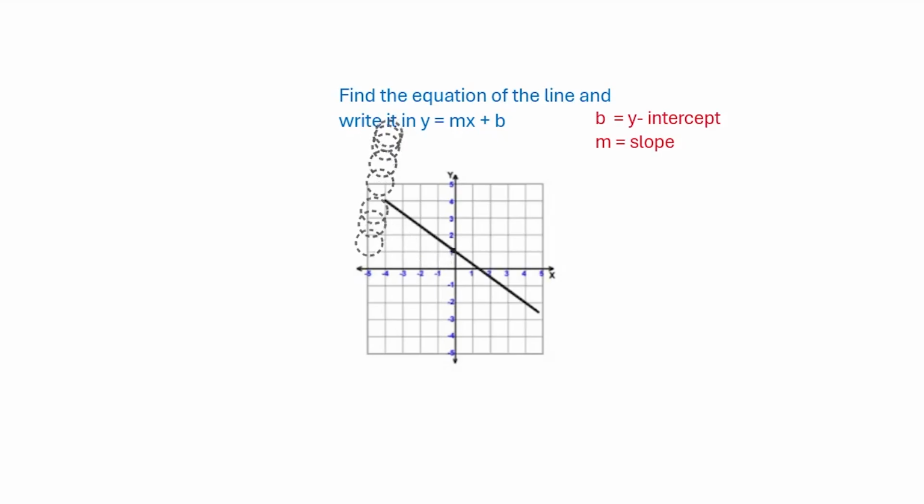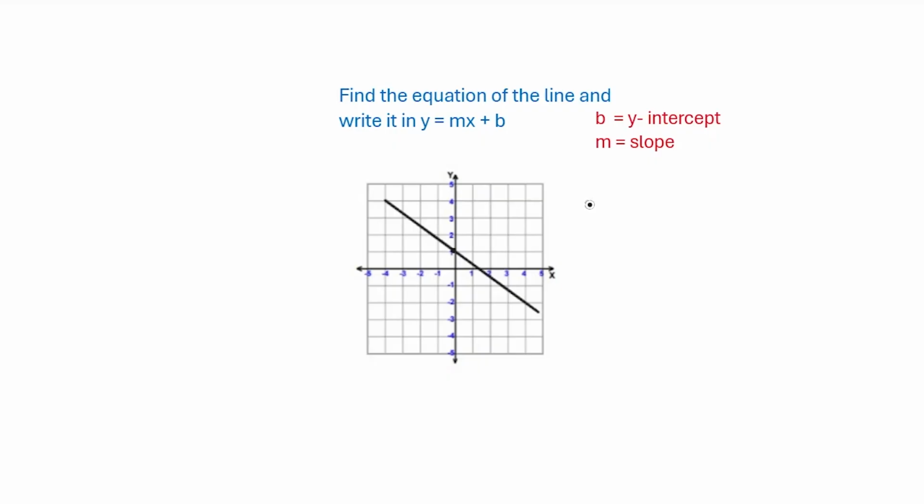We're gonna find the equation of the line and write it in slope-intercept form. That is the name of this equation. And b is gonna be the y-intercept, and m is gonna be the slope. And that's what we need to find. Okay, we need to find the y-intercept and then the slope.